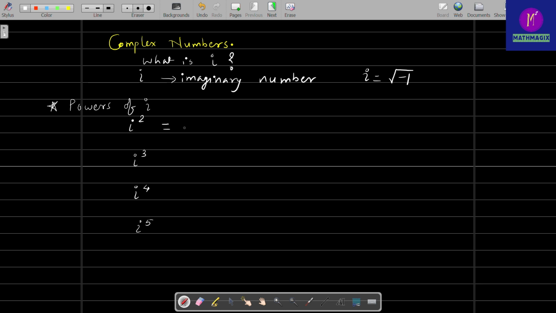i square will turn out to be root of minus 1 whole square, which is nothing but minus 1. i cube we can find out using laws of indices by writing i cube as i square into i, which is nothing but minus 1 into i, that is minus i.